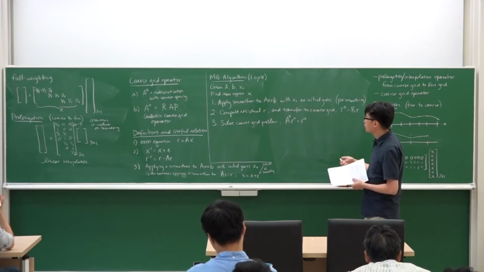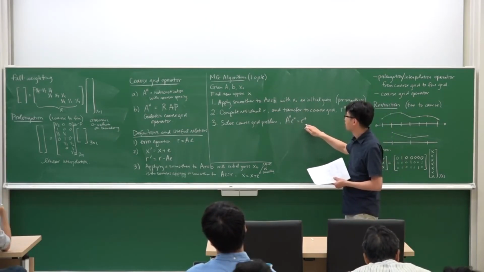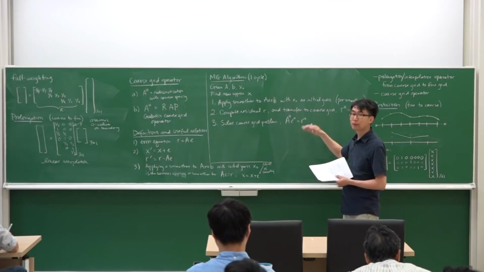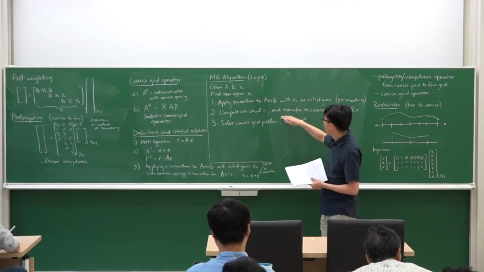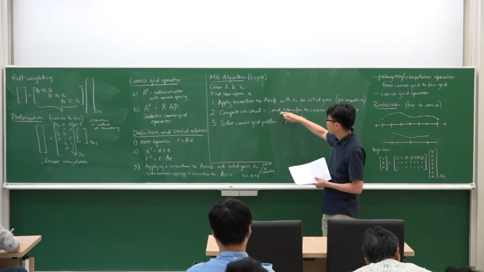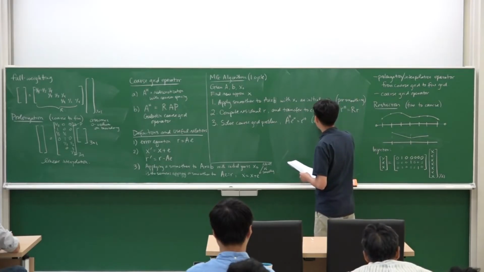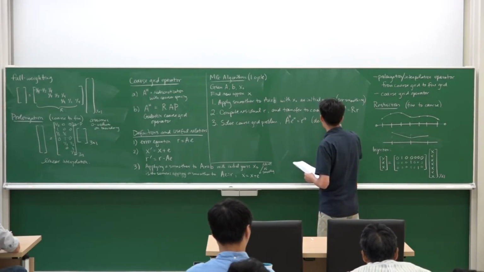And in multigrid, we do this recursively. Right? So instead of solving this, how do we solve this? We call multigrid again. In other words, we apply the smoother, we compute the residual, then we solve on another coarser grid. So we do this recursively.